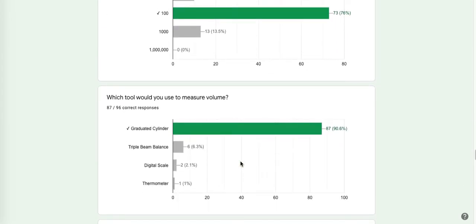Which tool would you use to measure volume? Triple beam balance measures mass, as does a digital scale. A thermometer measures temperature. The correct tool to measure volume is a graduated cylinder.